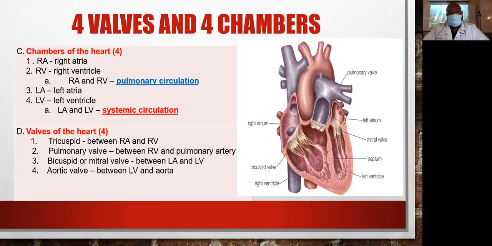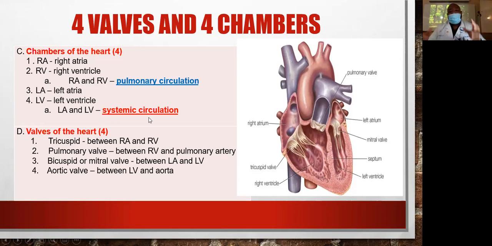We talked about the four chambers and the four valves of the heart. Make sure you go back over these. The chambers are the right atrium, right ventricle, left atrium, left ventricle. We also have valves of the heart. We have the tricuspid valve, which is between the right atrium and the right ventricle. The pulmonary valve is between the right ventricle and the pulmonary artery. The bicuspid or mitral valve is between the left atrium and the left ventricle. And finally, the aortic valve is between the left ventricle and the aorta.